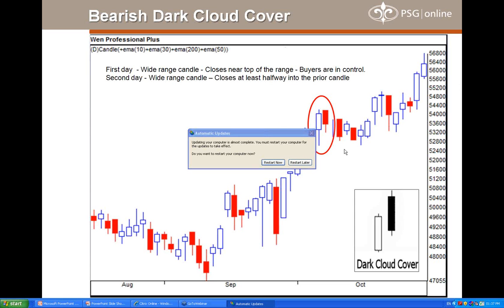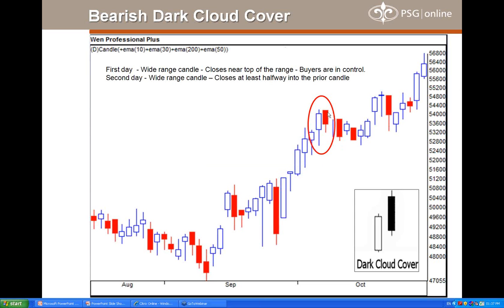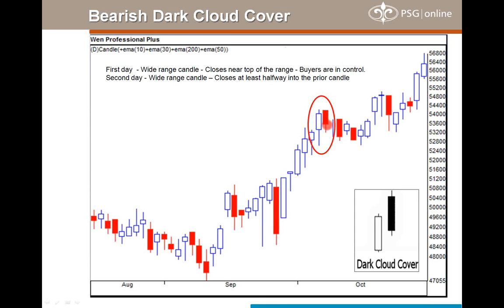But the next day, that's where we opened. We get my cursor again. That's where we opened, and we closed halfway in the previous day's range, more than 50% into that range. That is bearish. Obviously, you can see how the market pulled back slightly from there.